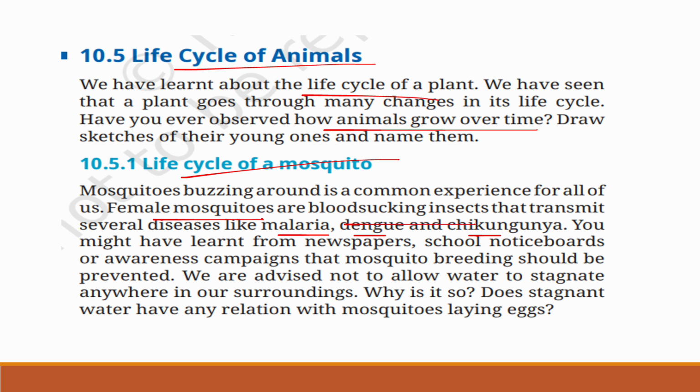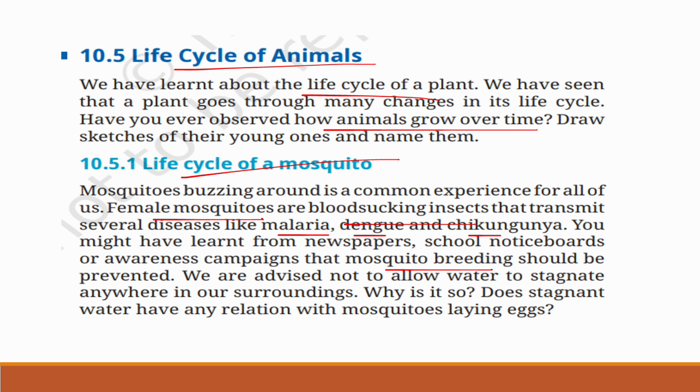You might have learned from newspapers, school notice boards, or awareness campaigns that mosquito breeding should be prevented. Mosquito breeding is the process by which mosquitoes reproduce and increase their population. It is very important to understand this process to effectively control mosquito populations and prevent the spread of mosquito-borne diseases.